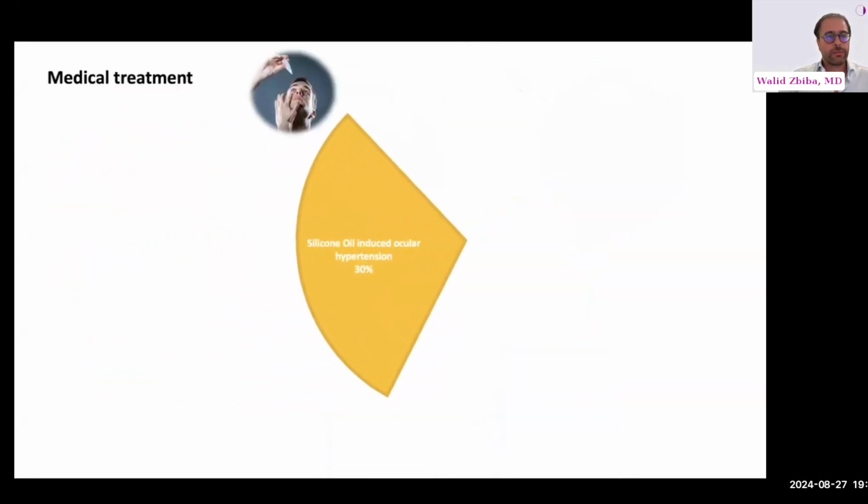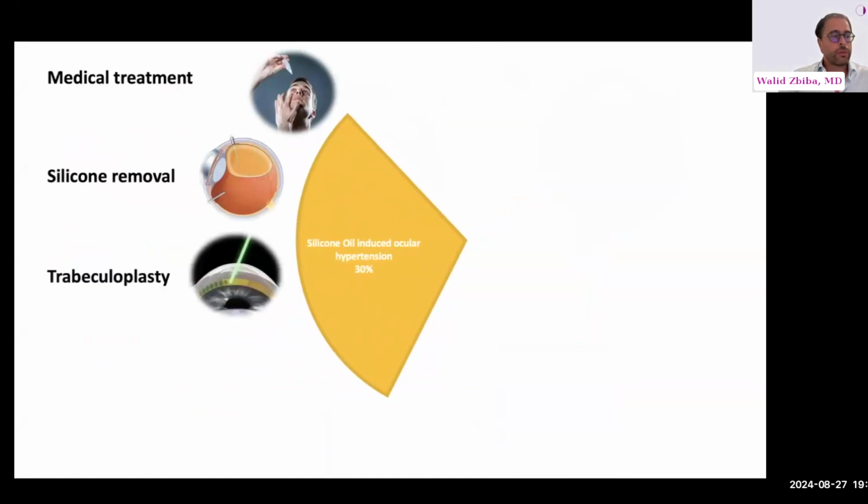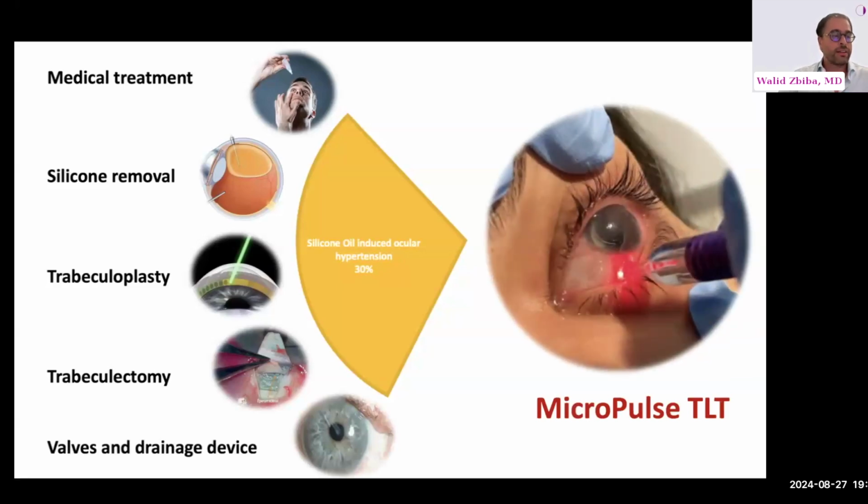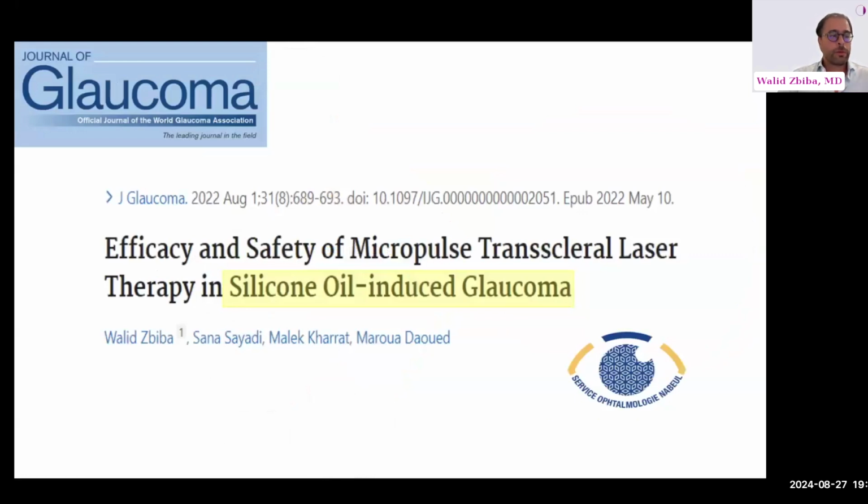To treat this disease, we can begin with medical treatment, glaucoma drops, or we can do silicone removal, trabeculoplasty, or even invasive procedures like trabeculectomy or valves that are not very safe in this type of glaucoma. So here comes the MicroPulse TLT, an interesting and safe way to control high IOP. We have published our survey about this topic in the Journal of Glaucoma in 2022. And we are still working on this topic with a longer follow-up, more than 3 years.